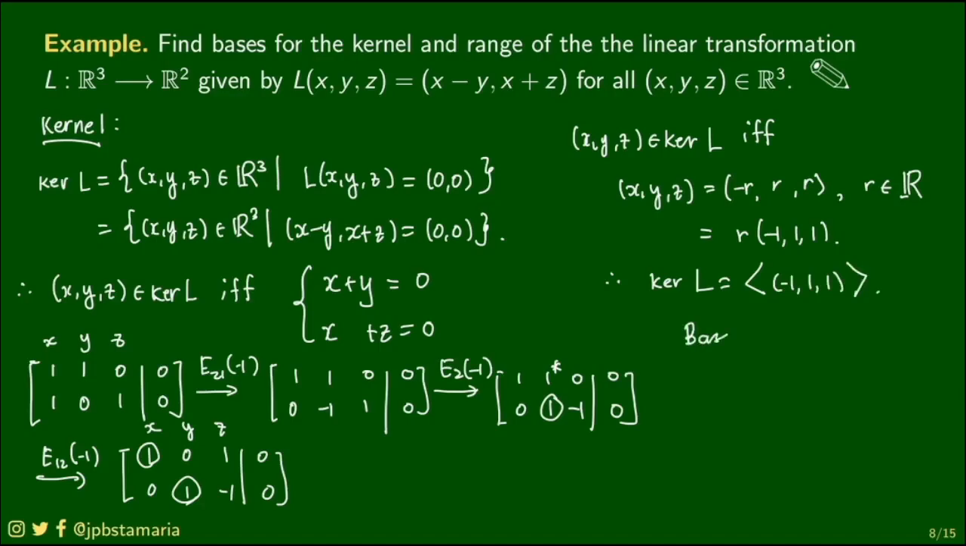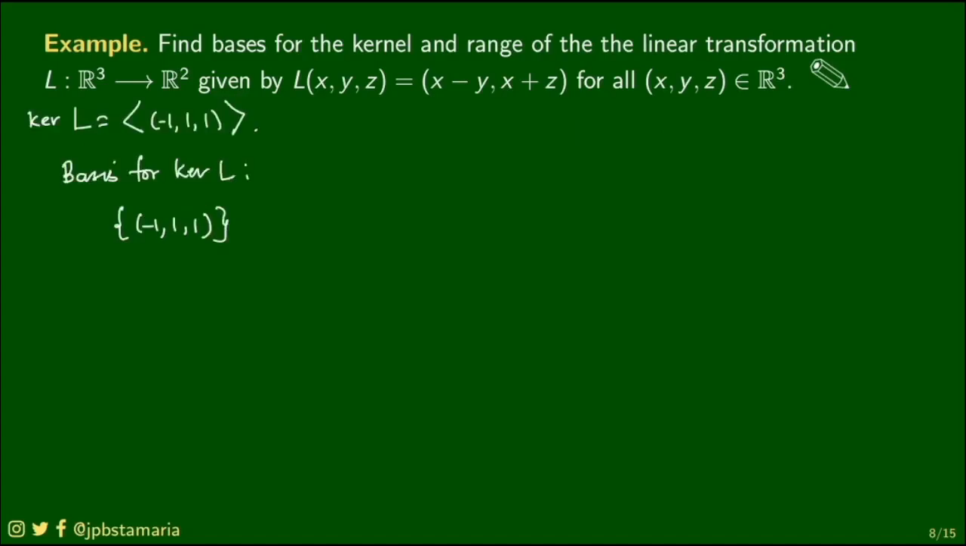So, a basis for the kernel is this singleton, because we know that a singleton containing one non-zero vector is always linearly independent. And because this is a spanning set for the kernel, it's a basis for the kernel. Alright, we now look at the range of the function, but before that, let me erase this board. Here the kernel is spanned by this vector, therefore a basis for the kernel is this set. Okay, so we now look at the range.